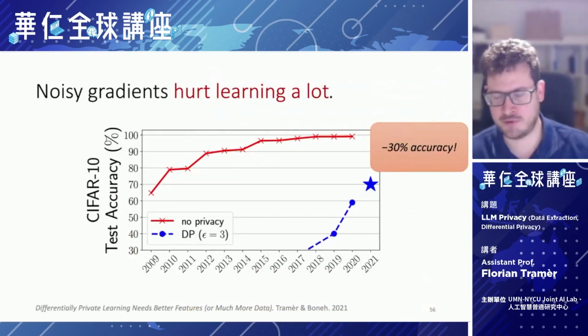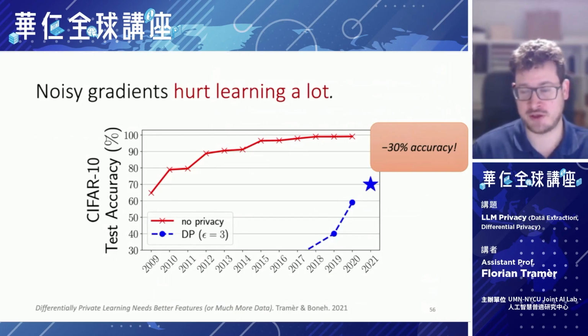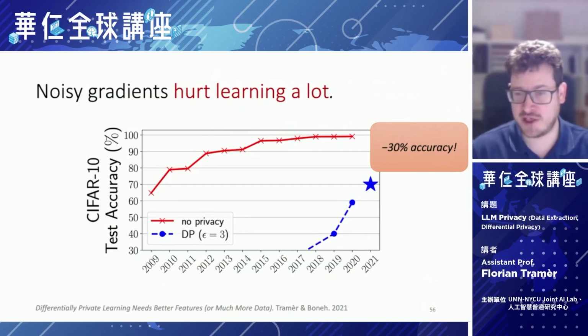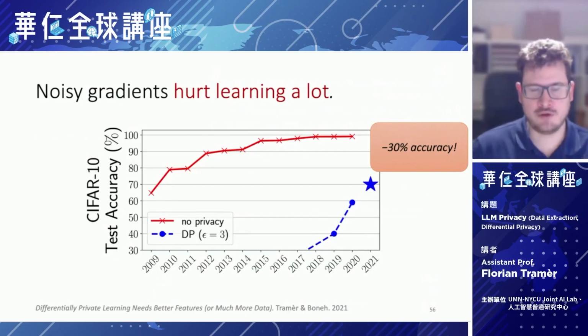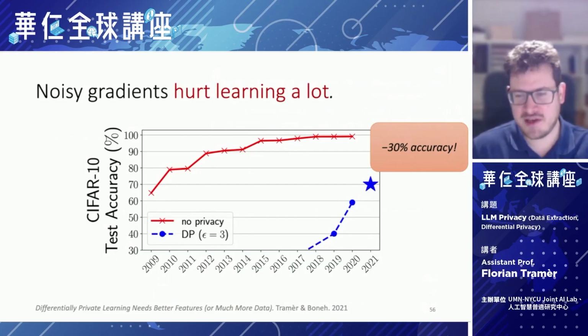So here's an example from one of my works from a couple of years ago, where we looked at the state of the art in training differentially private models on CIFAR10, a very, very simple image benchmark where we can get nearly 100% accuracy if we don't care about privacy. If we do care about privacy, like at the time for epsilon equals 3, a moderately large privacy leakage that we can prove, the best we could achieve in terms of accuracy was about 70% test accuracy on CIFAR10, which is pretty terrible.